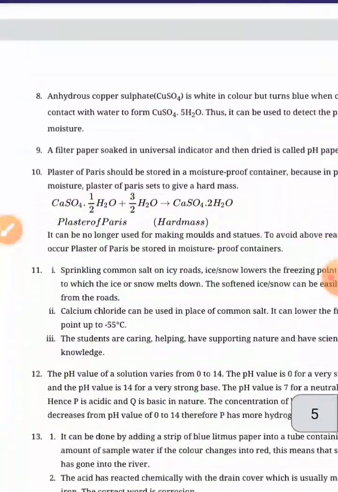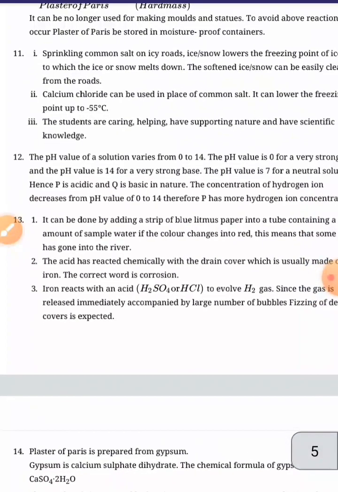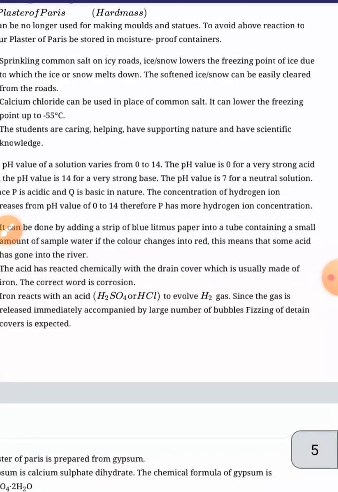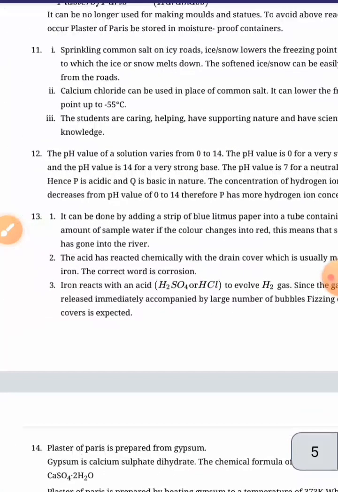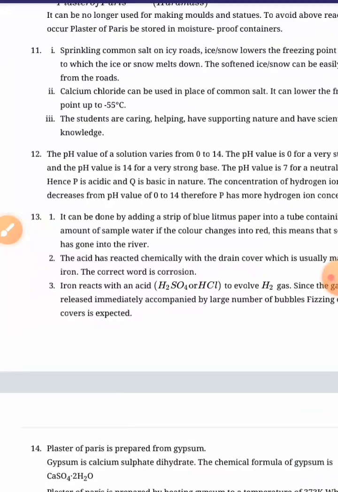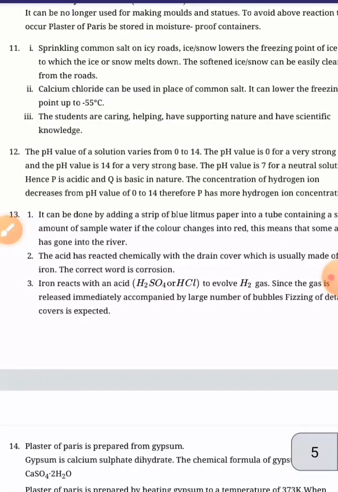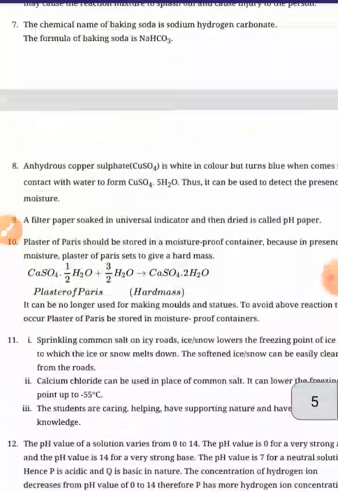Question number 13a. It can be done by adding a strip of blue litmus paper into a tube containing a small amount of sample water. If the color changes to red, it means that some acid has gone into the river.